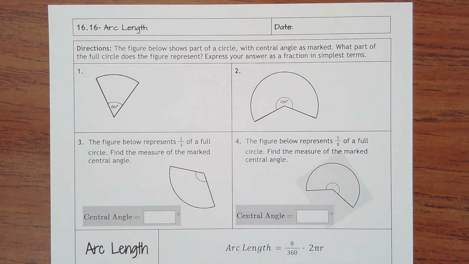Listen, 16.16 is arc length. First, we're going to start out with fractions or parts of a circle, and that will help us build onto our arc length. Directions say the figure below shows part of a circle, so it's a section, or they call it a sector. Has a central angle as marked. What part of the full circle does the figure represent? Express your answer as a fraction in simplest terms.